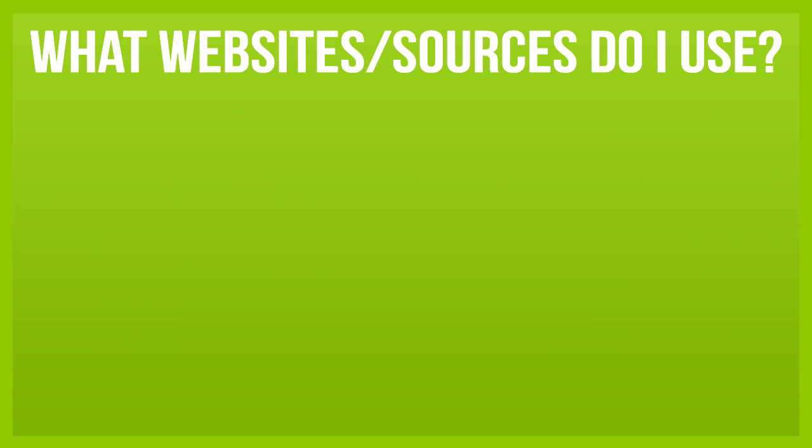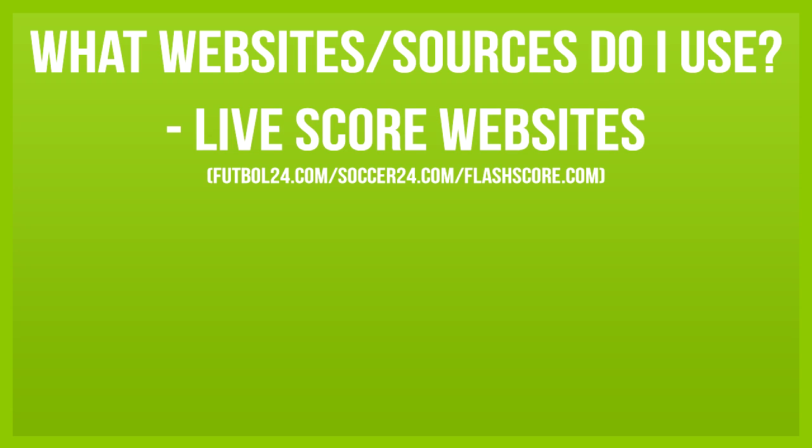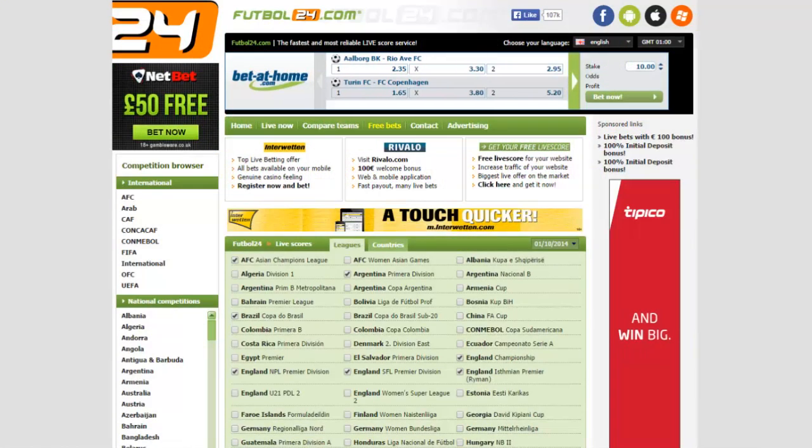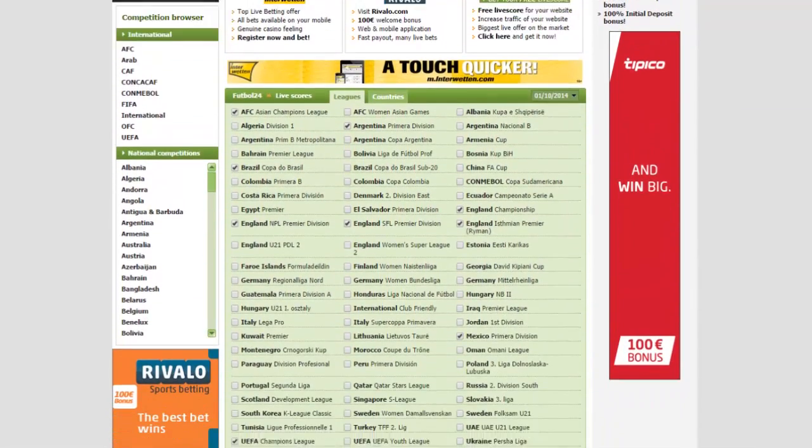So yes, what websites do I use to help compile my list of players for my Team of the Week prediction? And the first type of site that I use is a live score website, and these are sites that update scores as they come in. It is as simple as that. It is the easiest way to get up to date with scores, and I use 3 of them. Football 24, Soccer 24 and Flash Score.